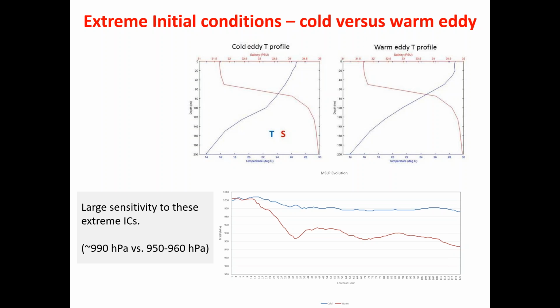In addition to these modest differences, Shyama also looked at more extreme initial conditions in the Bay of Bengal. So she initialized the homogeneous bay with conditions representative of a cold eddy and a warm eddy that are typically found within the Bay of Bengal. Of course, here we see very large sensitivity to these extreme initial conditions. With the cold eddy profile, the idealized storm did not intensify very much at all, whereas a very strong storm formed under the warm eddy conditions.